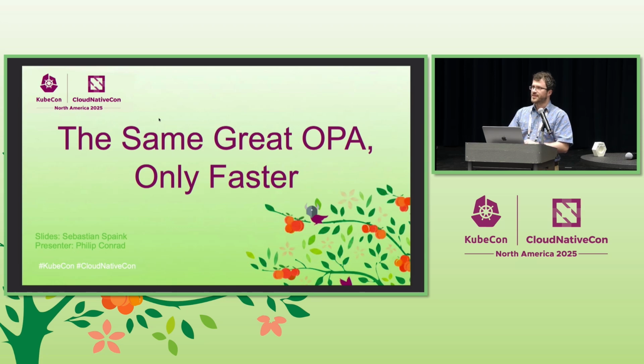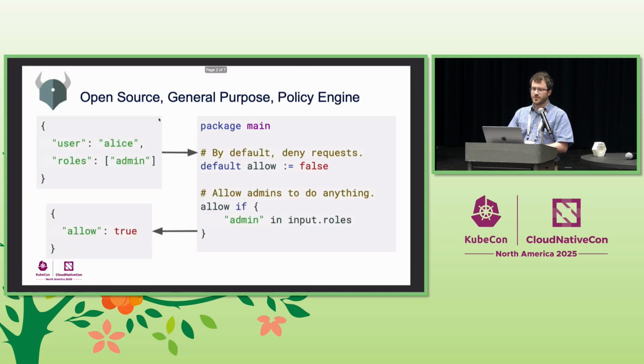We'll be talking this year a little bit about OPA performance improvements, but if you don't know what OPA is, the Open Policy Agent is a CNCF graduated project. The project as a whole is about 10 years old and has been a CNCF graduated project for at least 4 years. Folks tend to describe it as a general purpose policy engine, but what's a policy engine?